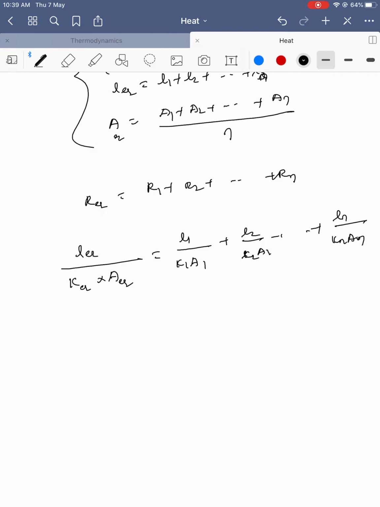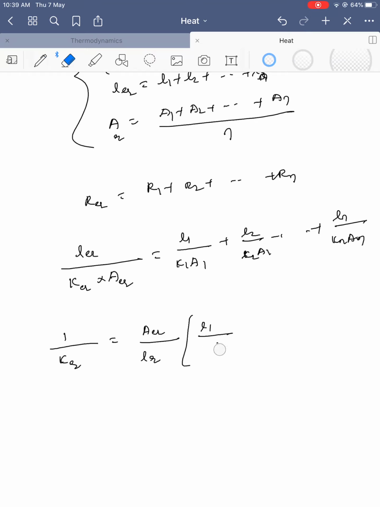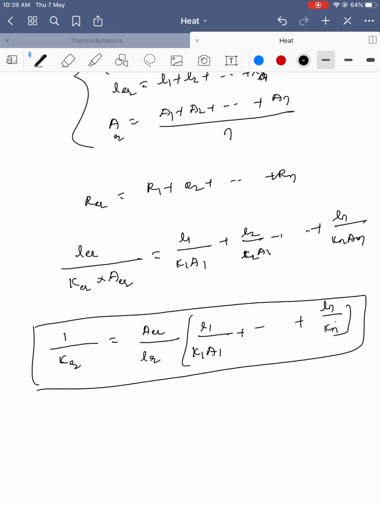So to get K equivalent, 1 by K equivalent is equal to A equivalent by L equivalent, times L1 by K1 A1 plus and so on plus Ln by Kn An.